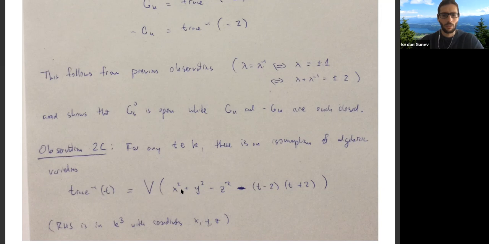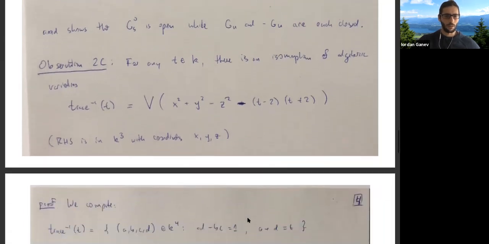So it's x squared plus y squared minus z squared minus some constant. This constant is t minus 2 times t plus 2. So if t is plus or minus 2, then this is 0. But otherwise, this is some constant. In fact, it doesn't matter which constant it is, as long as it's non-zero, we get the same algebraic variety. Okay, so why is this true? Well, let's just compute it.